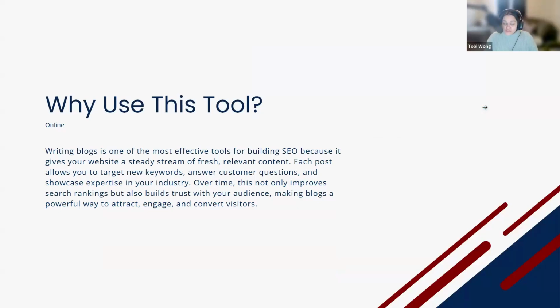So, why use this tool? Writing blogs is one of the most effective tools for building SEO because it gives your website a steady stream of fresh, relevant content. Each post allows you to target new keywords, answer customer questions, and showcase expertise in your industry. Over time, this not only improves search rankings, but also builds trust with your audience, making blogs a powerful way to attract, engage, and convert visitors.